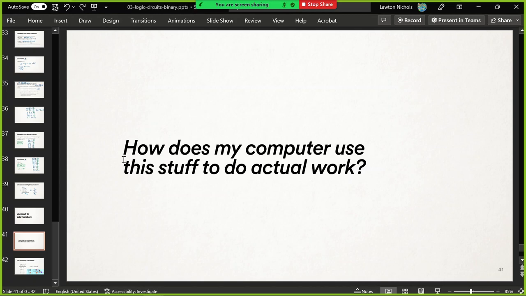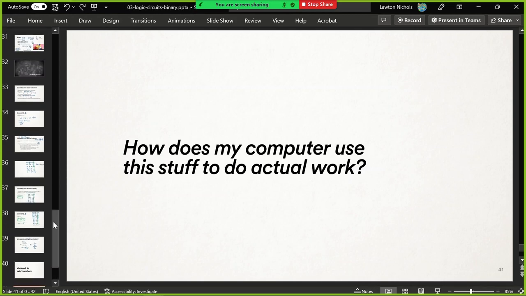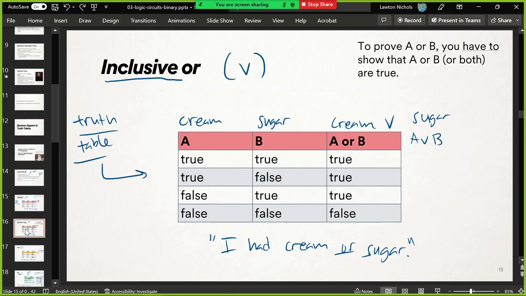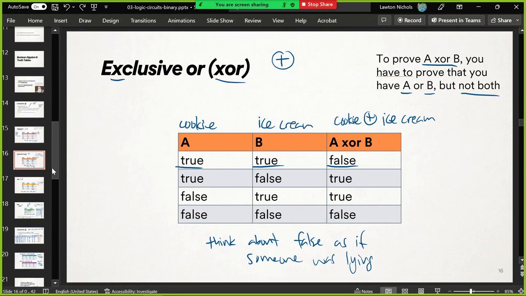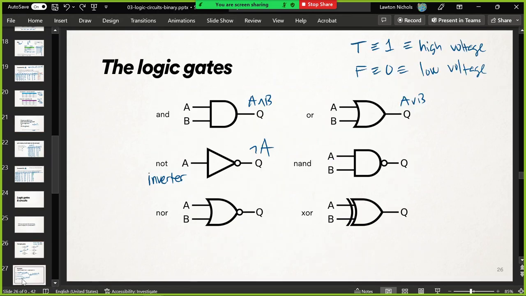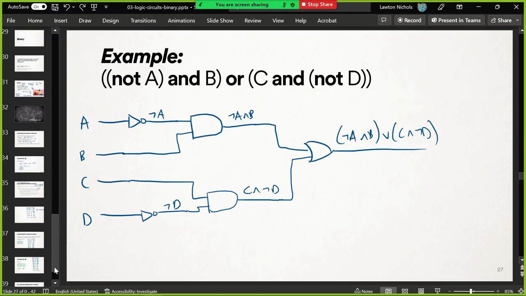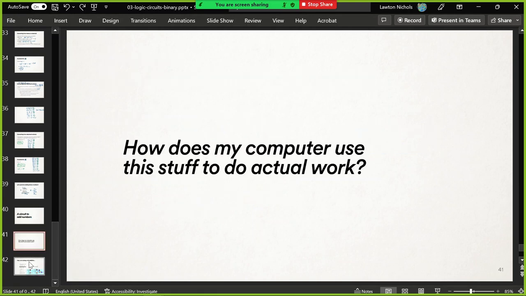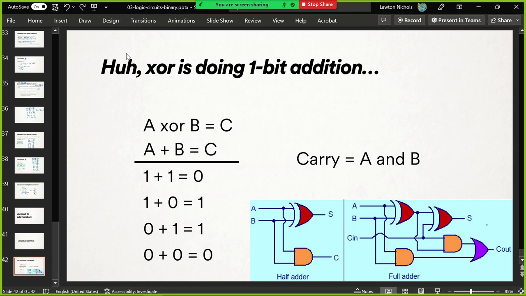How does my computer use this idea of binary and Boolean algebra or truth tables and, or, and not, and all the circuit kind of stuff that we learned before, all these things, logic gates? How does all this come together? And why did I teach you about binary? How does your computer do any of this? How does it work, all right?